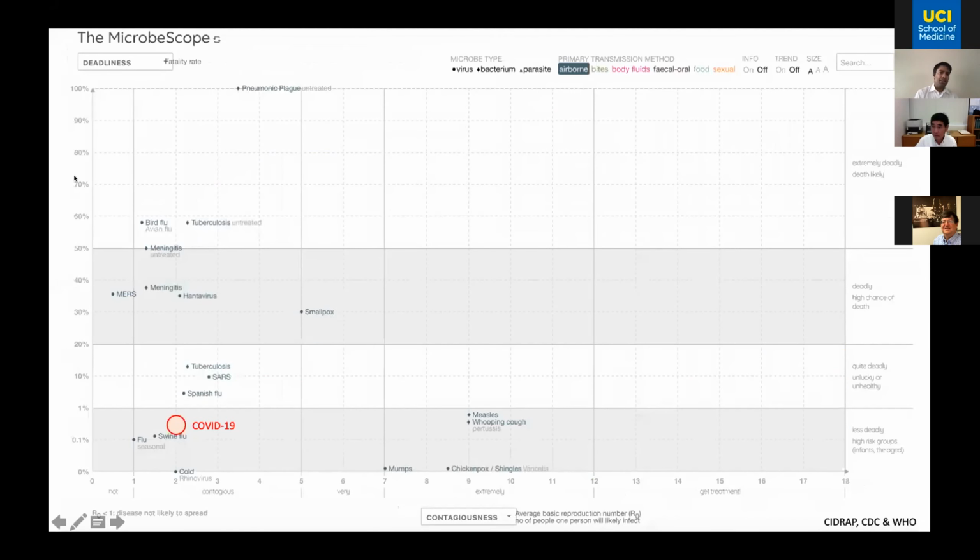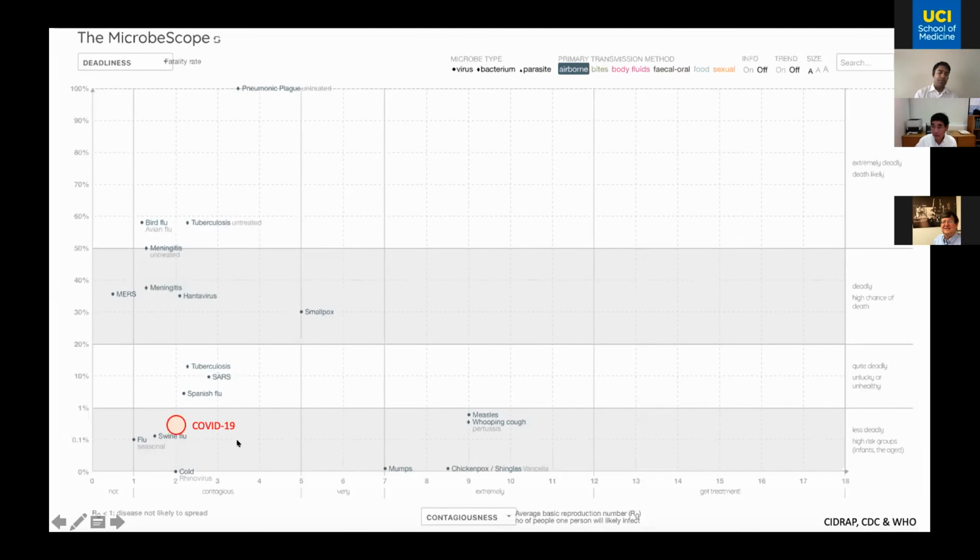And so this graph here shows where the virus ranks. On the vertical axis is mortality rate, and on the horizontal axis is contagiousness, as measured by that R naught number that Dr. Tan mentioned, which is the number of people that can get infected with the virus. Where I put it here is based on serology studies that I think Dr. Tan mentioned some of. I'll talk about them in a bit as well.